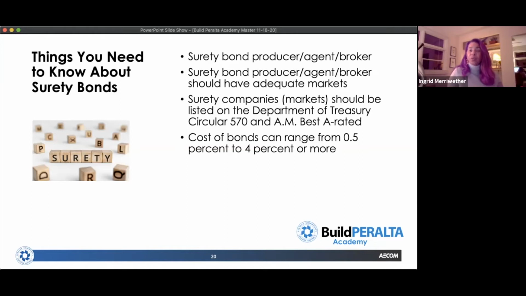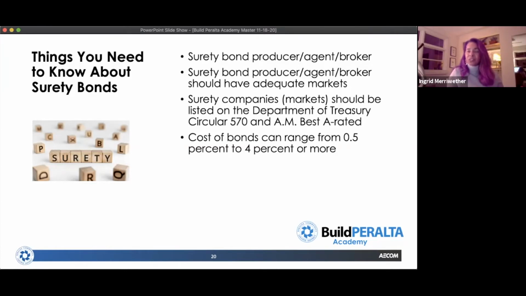So it's really important that the broker or the agent that you're working with represents other small contractors, because then they're going to have a good portfolio of bond companies who write for small contractors. And also, just like with your insurance carriers, you want to make sure that you have a financially strong bonding company and that they would meet the rating requirements that would be imposed upon you.